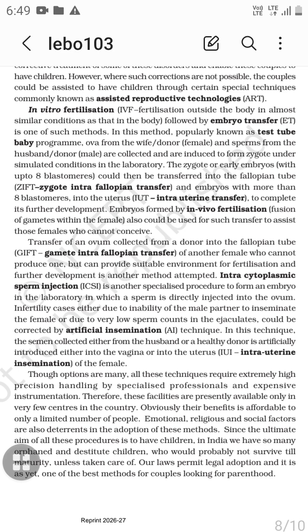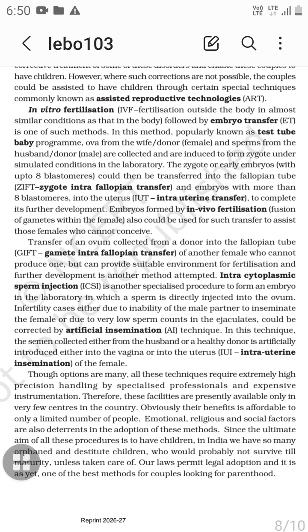into the womb. It is another specialized procedure to form an embryo in the lab, in which a sperm is directly injected inside. This is why it's intra. So it is injected into the womb. So this technology is intracytoplasmic sperm injection.